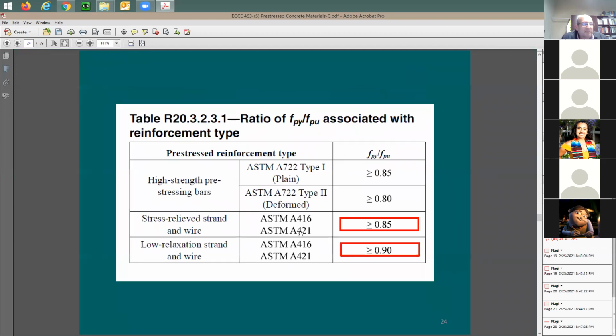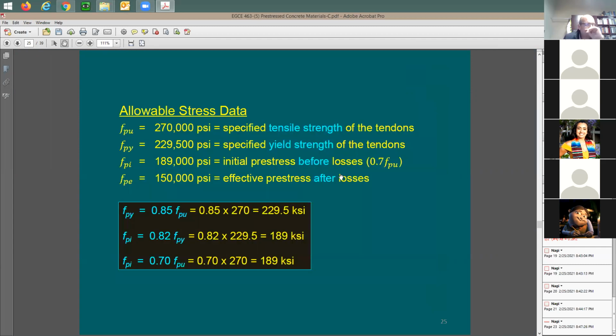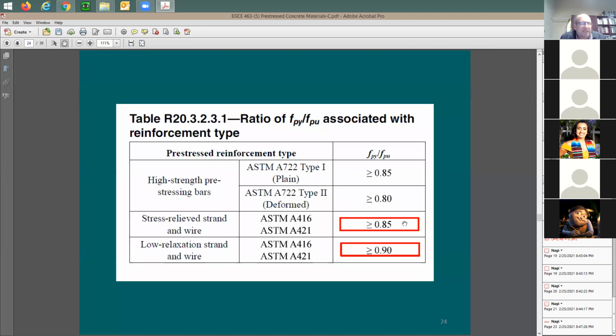So when I look at this, it gives you here a ratio between the yield point and the ultimate point. Say yield to ultimate is going to be more than 85%. So the yield point is going to be roughly maybe 85%, maybe 90% of the ultimate. And for the low relaxation, it's going to be about 90%. So fine. Let me look here. If I use 85% for the 416, don't forget, I'm going to be working here with the 416.